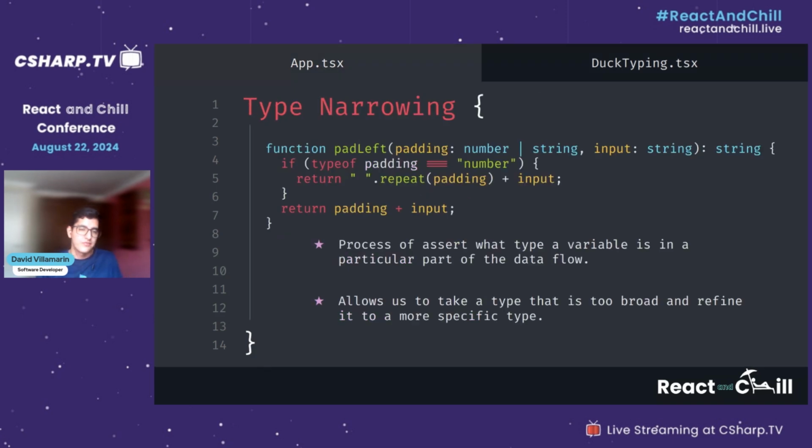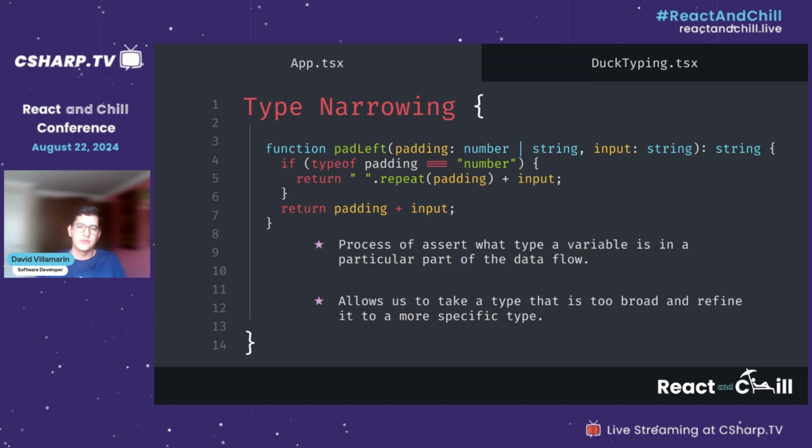So first, let's start with some important TypeScript concepts. The first one is type narrowing. Basically, this is a very simple process for asserting a type in a particular part of our data flow.